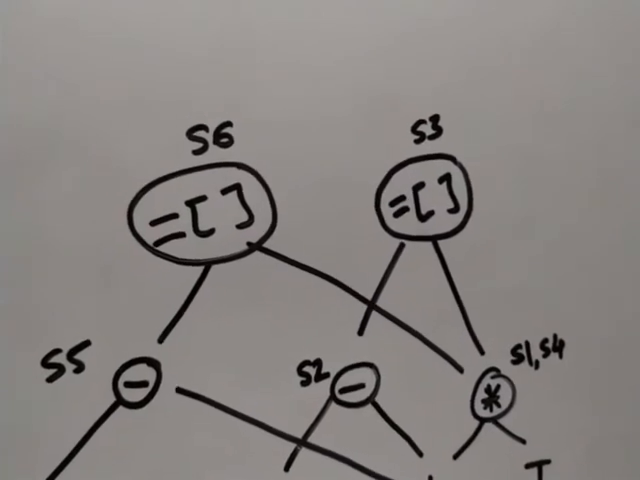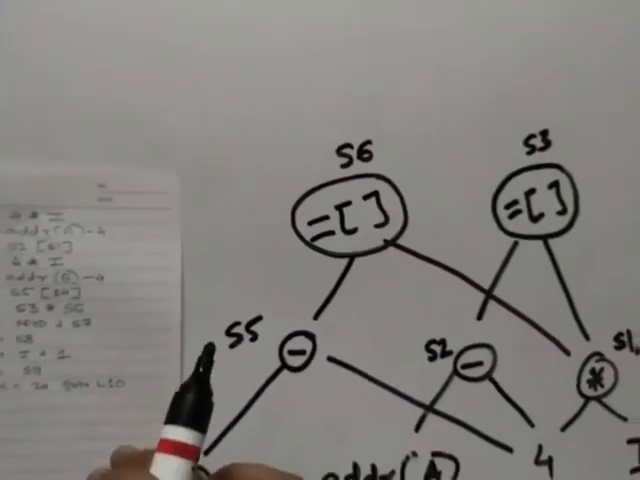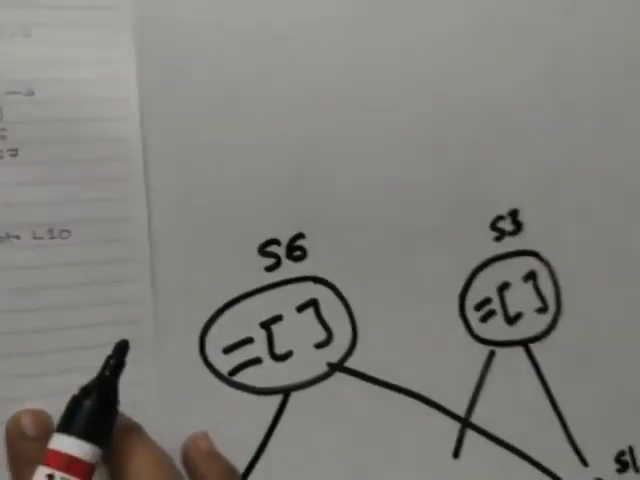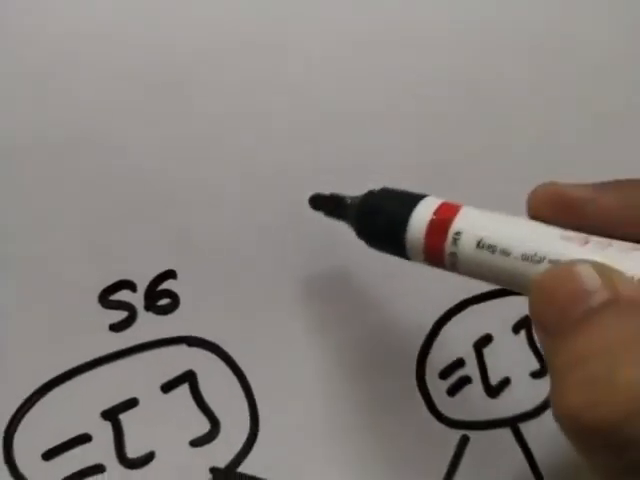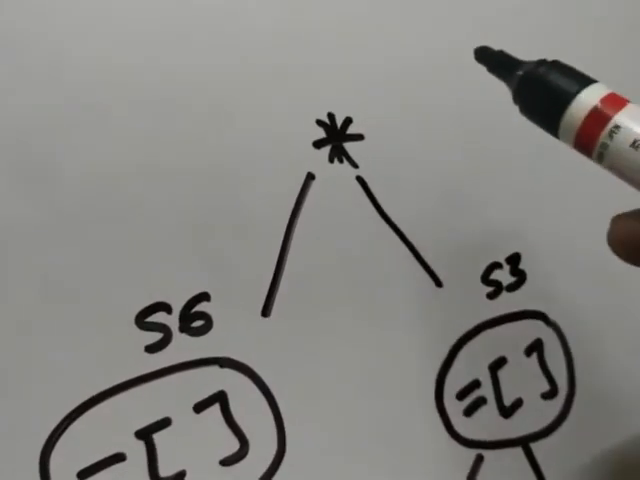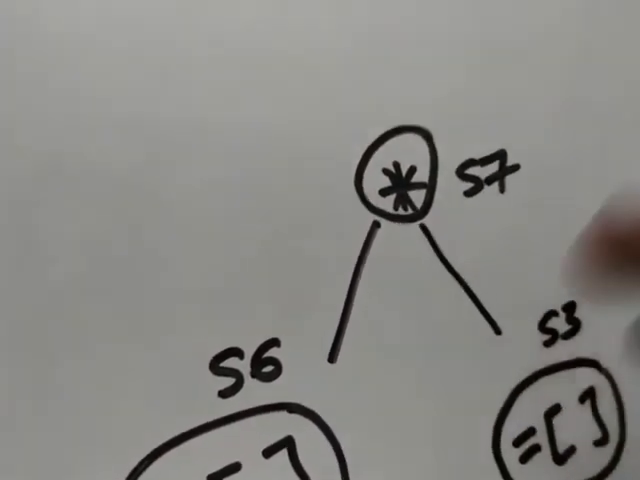Then S7 will be S3 into S6. So for that, what we will do, see here, S7 will be S3 into S6. So just connect S3 and S6. S3 and S6 are connected. They are multiplied together, and we will be creating S7 out of it.